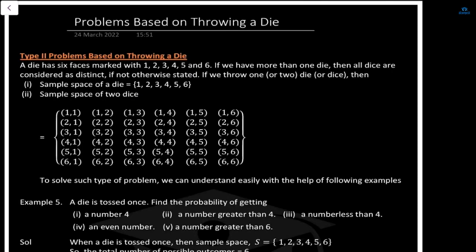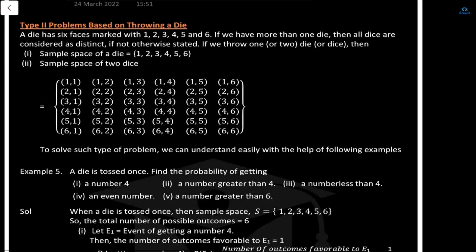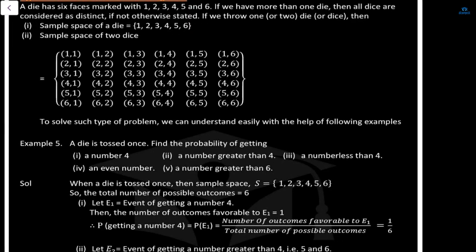Now problems based on throwing a dice. When you are throwing a single dice, it is just 6 outcomes: 1, 2, 3, 4, 5, 6. But when you are throwing 2 dice, the sample space will have 36 elements. All the 36 elements are here. Now let's see a question.